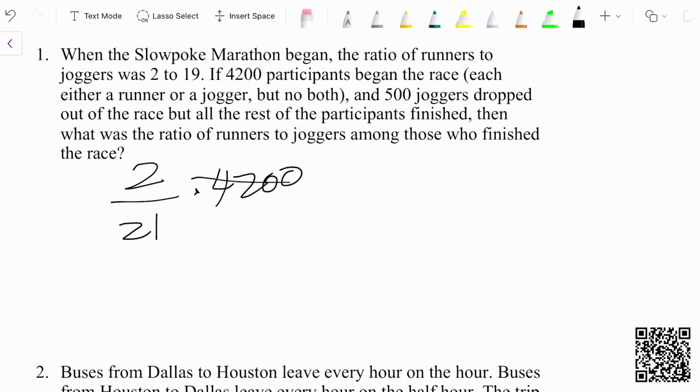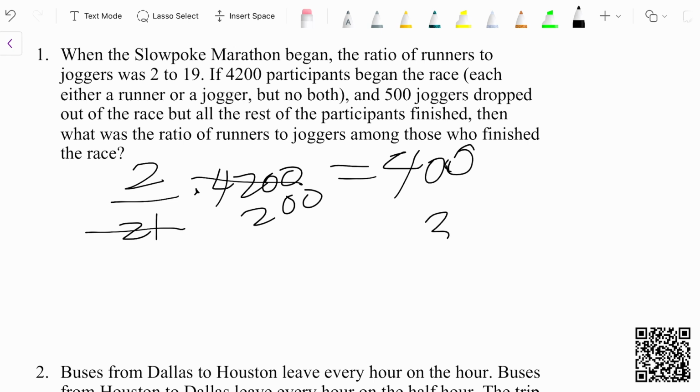Anyway, we're going to now multiply and simplify. This is 400. So there are 400 runners, which also means that there are 3,800 joggers.